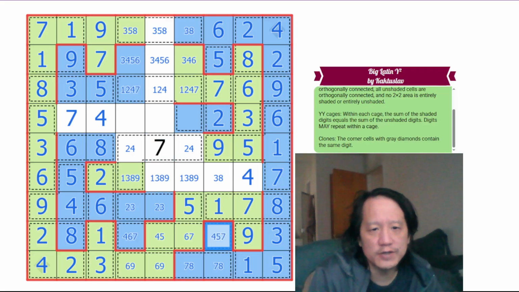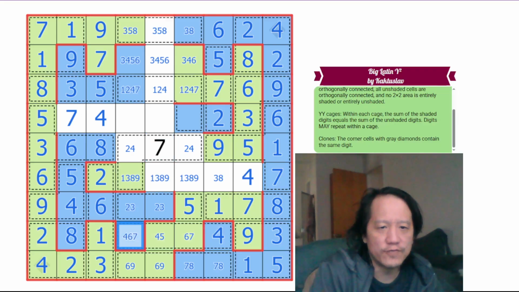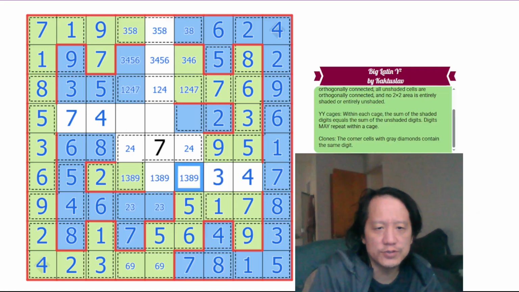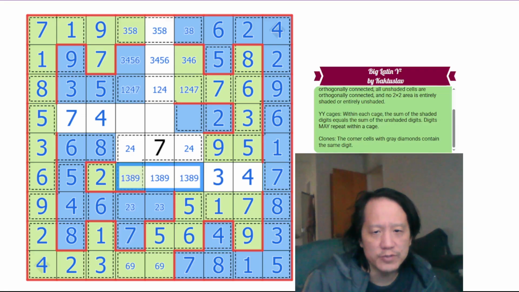No 5 or 7 here. This is 4, so 4 and 7 add up to 5 and 6. This 7 eliminates 7 here, so it's 8 and 7. This 8 eliminates 8 here, so it's 3. That means none of these can be 3.